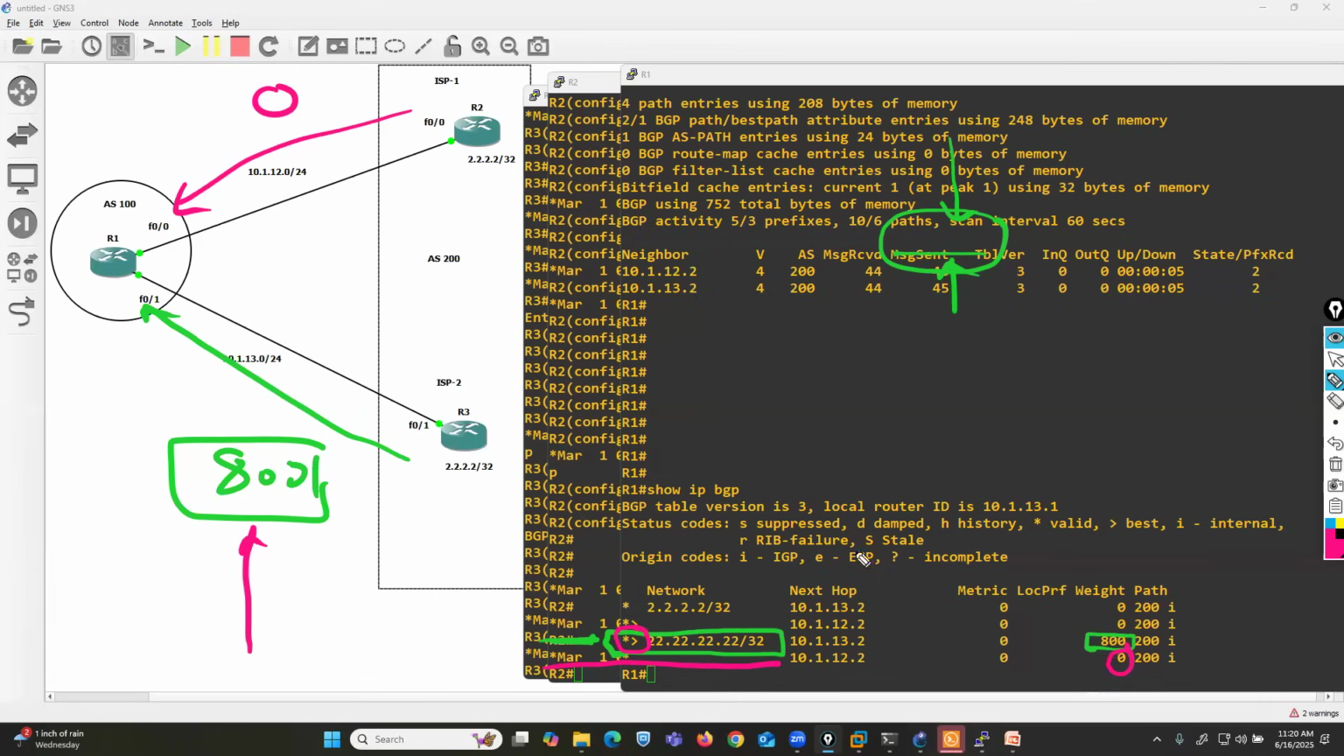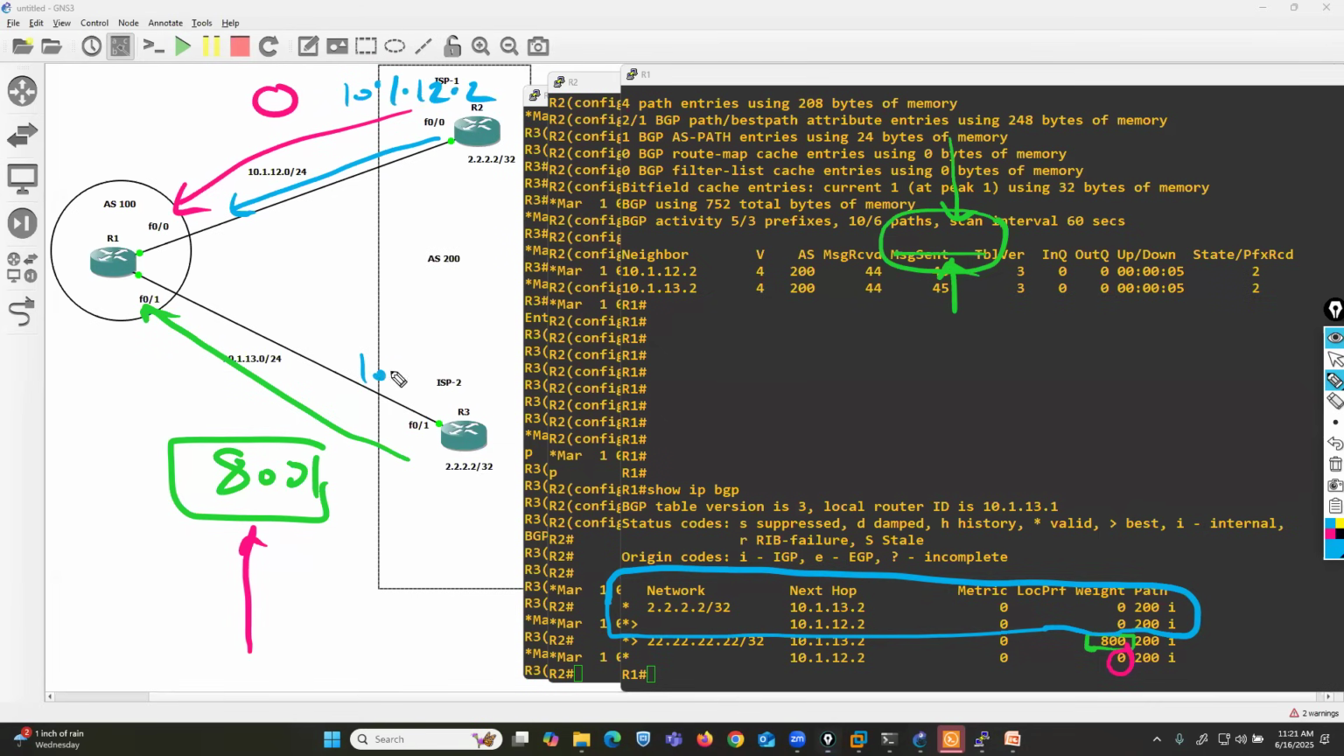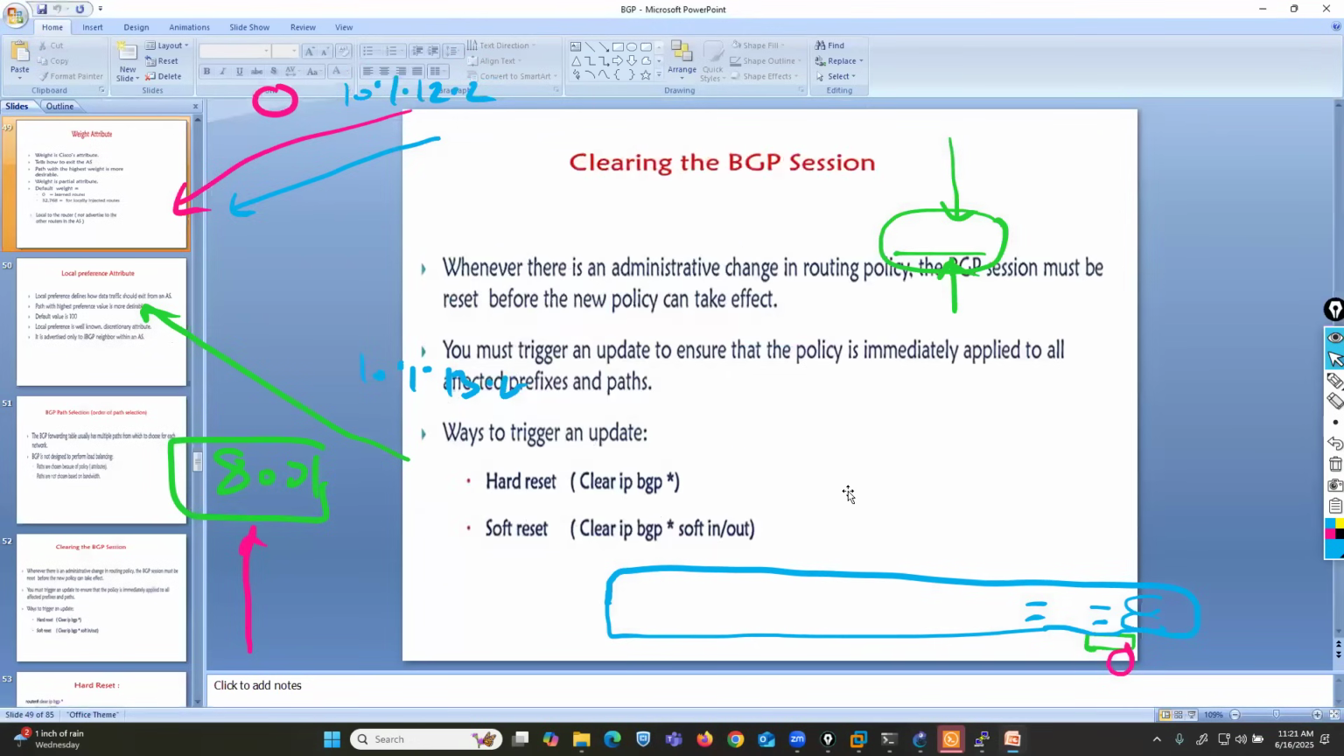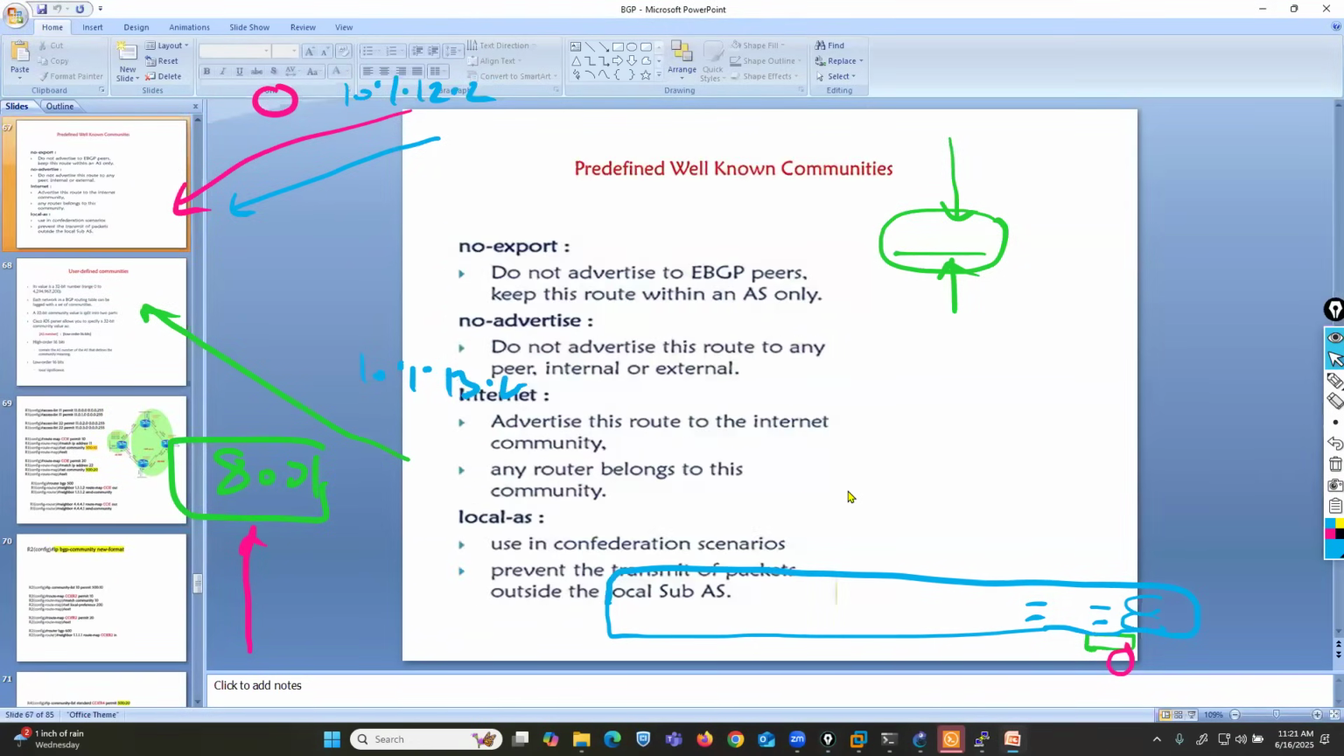Now if you talk about other routes, the rest of the traffic is coming with the default behavior. Remember, if there is a tie, the tiebreaker is the route with the lowest BGP router ID. Via this side we have the lowest BGP router ID, 10.1.12.2, and here 10.1.13.2. If there is a tie of weight, local preference, and AS path, then the route with the lowest BGP router ID will be installed into the routing table.